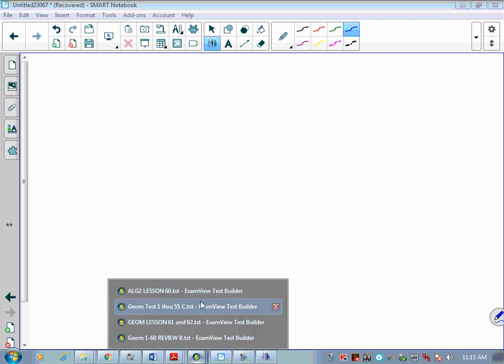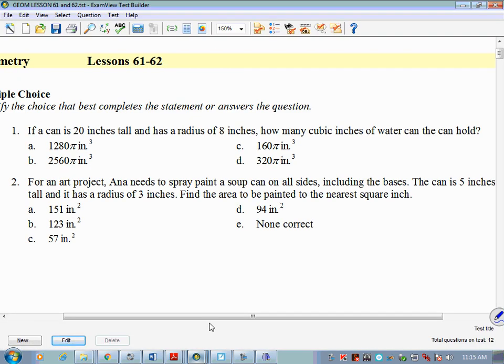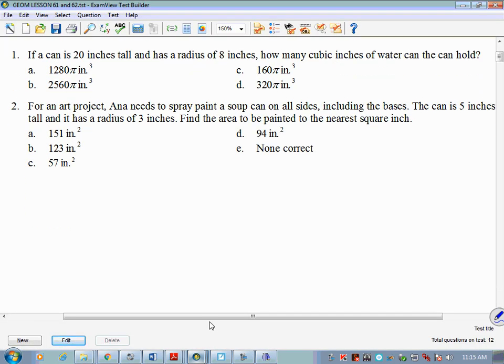So let's go to 61, 62 and look at this. Question number 1. If a can is 20 inches tall, that's my height or altitude, and has a radius of 8 inches, how many cubic inches of water can the can hold? Are we talking about lateral area, surface area, or volume? Volume. So what was my volume of a cylinder formula? Volume equals what?